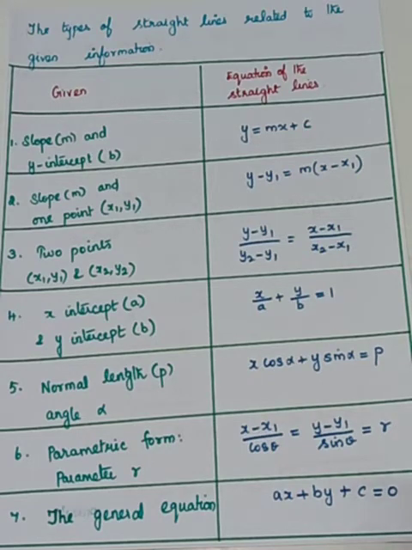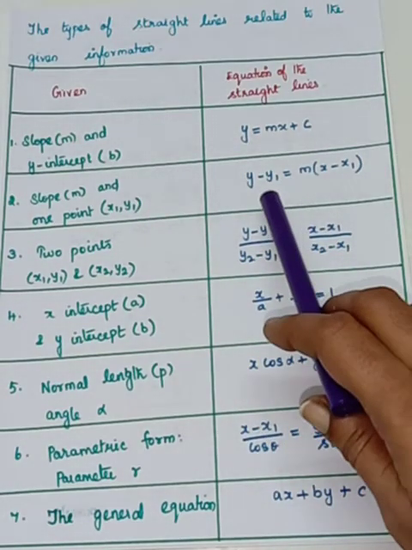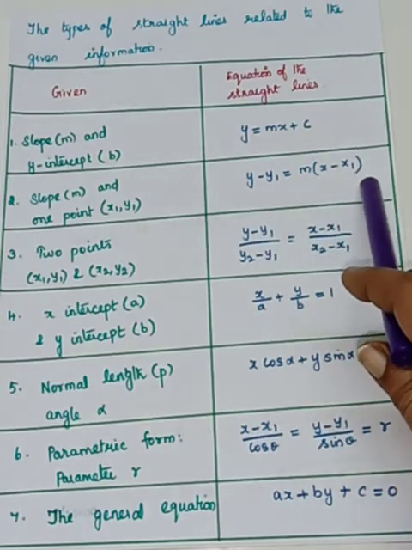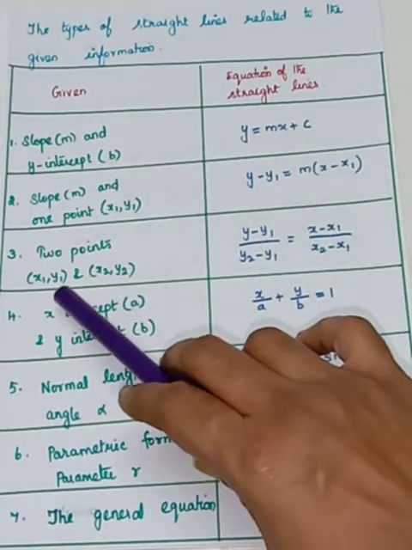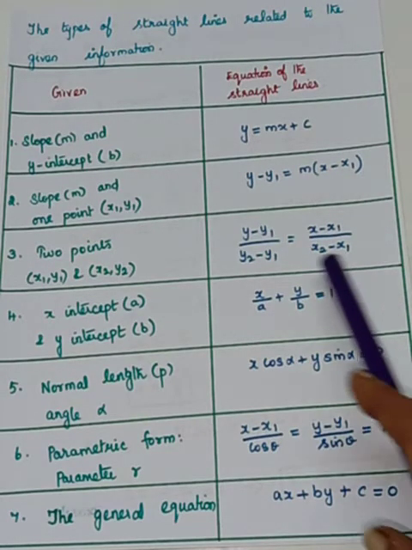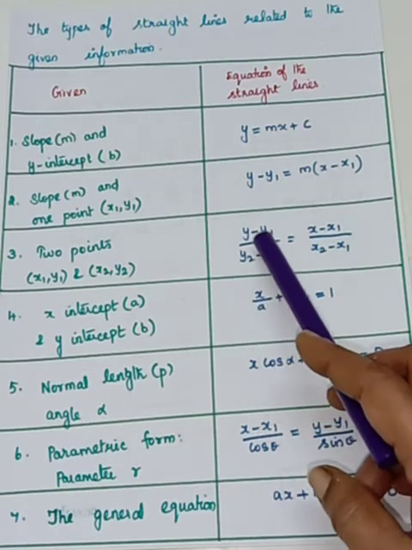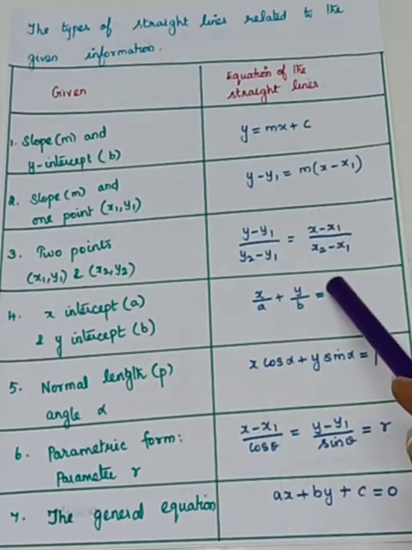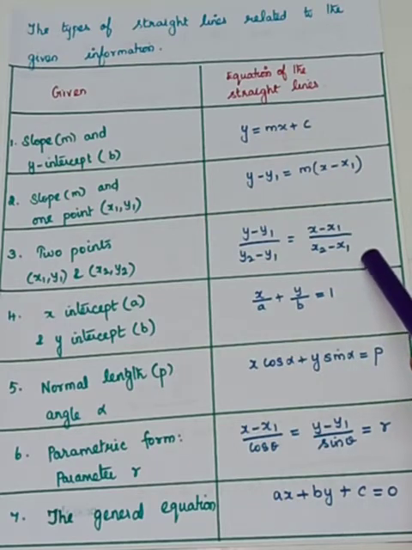If the slope and one point are given, your equation of the straight line is y minus y1 is equal to m into x minus x1. If 2 points are given, which lie on the straight line, the equation of the straight line is (y minus y1) divided by (y2 minus y1) is equal to (x minus x1) divided by (x2 minus x1).